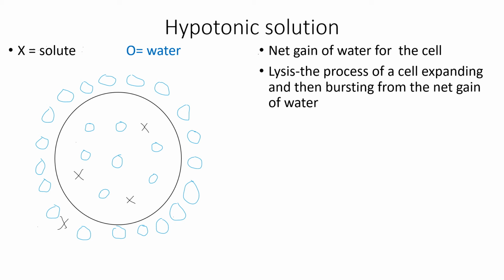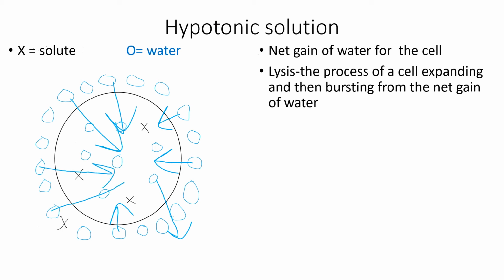The solute particles don't have that free passage into and out of the cell, but the water molecules do. So water molecules can enter the cell, they can leave the cell. Some will come in, some will go out. But because we have a much higher concentration of water outside the cell than inside the cell, we're going to have more water enter the cell than will leave the cell. So we get a net gain of water by that cell.